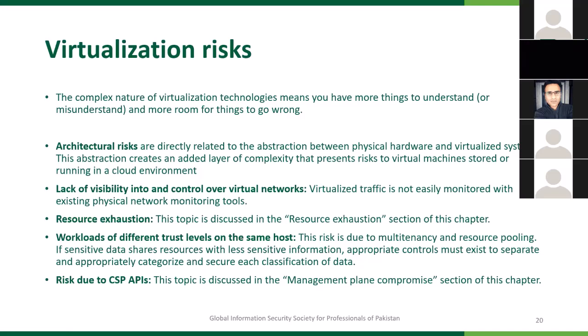Workloads of different trust levels on the same host. Again, this is due to multi-tenancy and resource pooling, and risk due to CSP APIs. So API is very critical, because API is what binds all the services together. If the API is not properly secured, then your cloud service is at risk, whether it be virtualization, software-defined network, storage, compute, whatever it is.